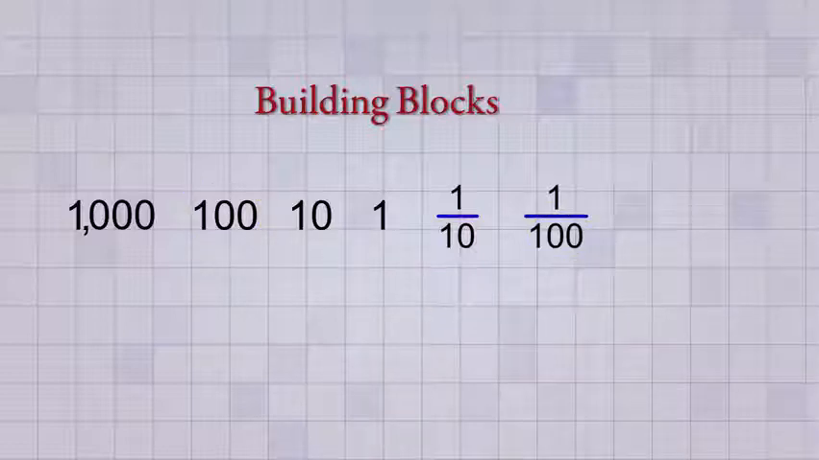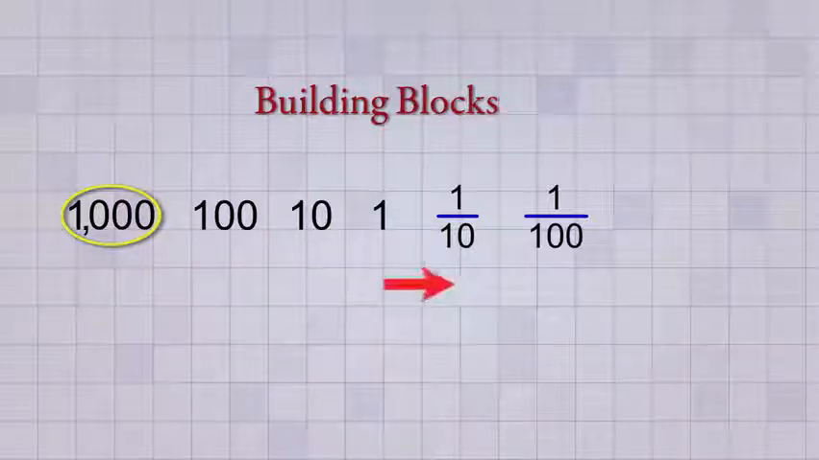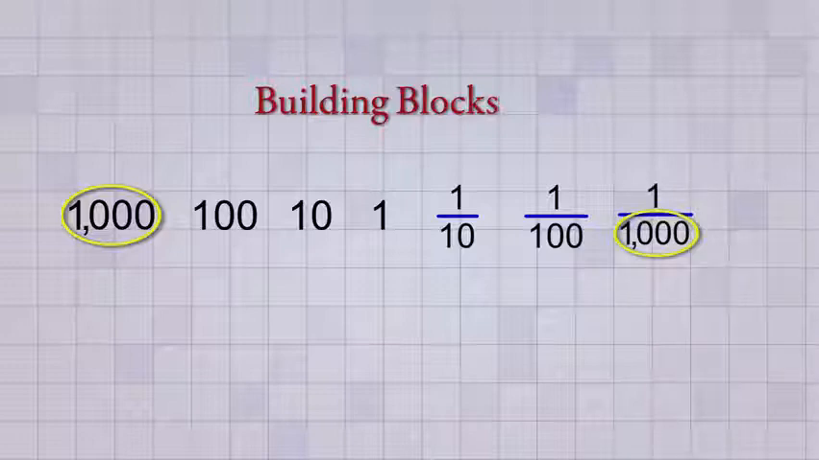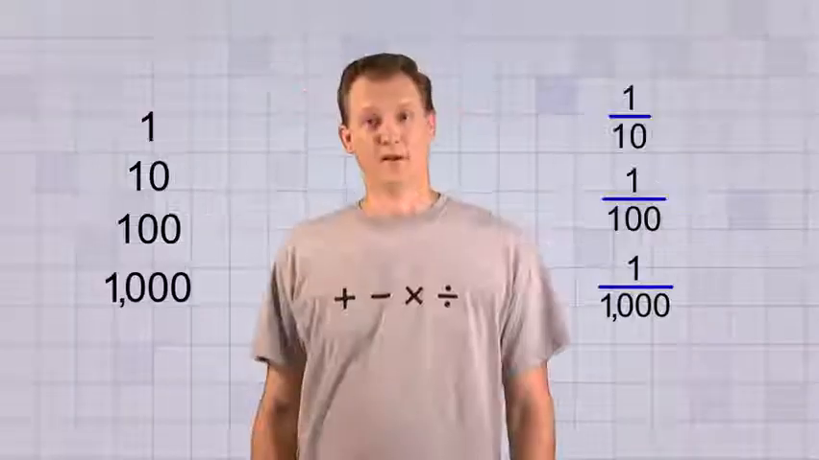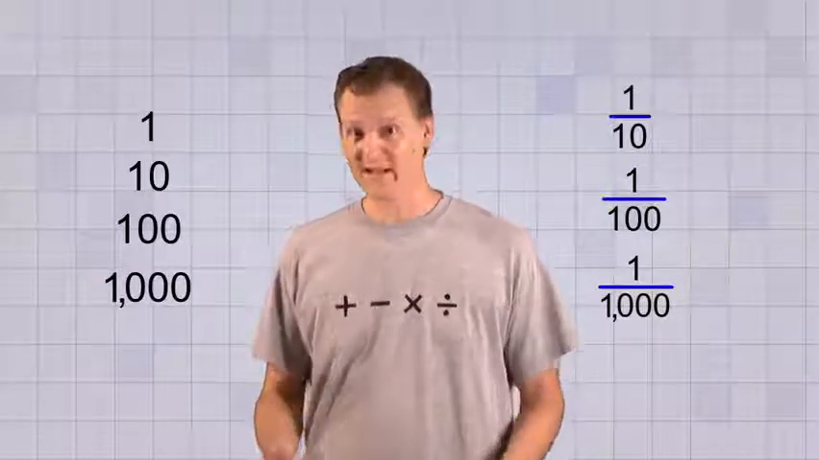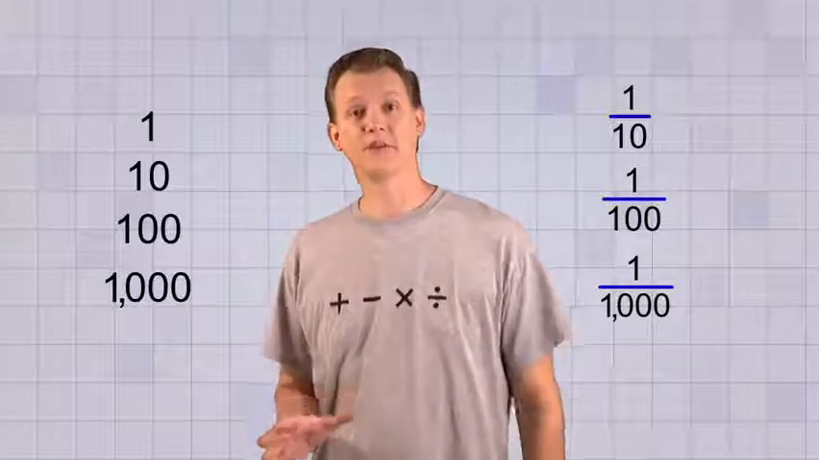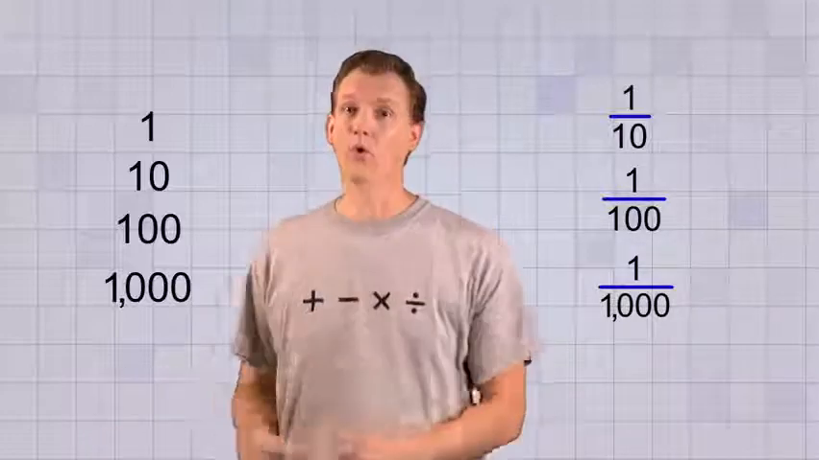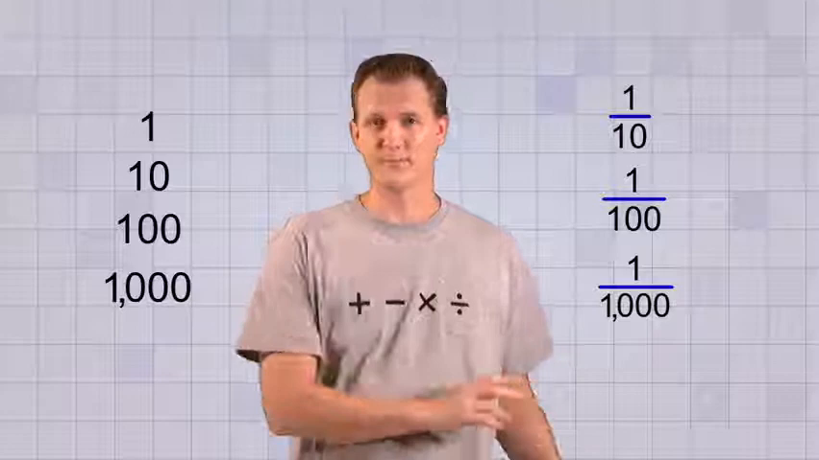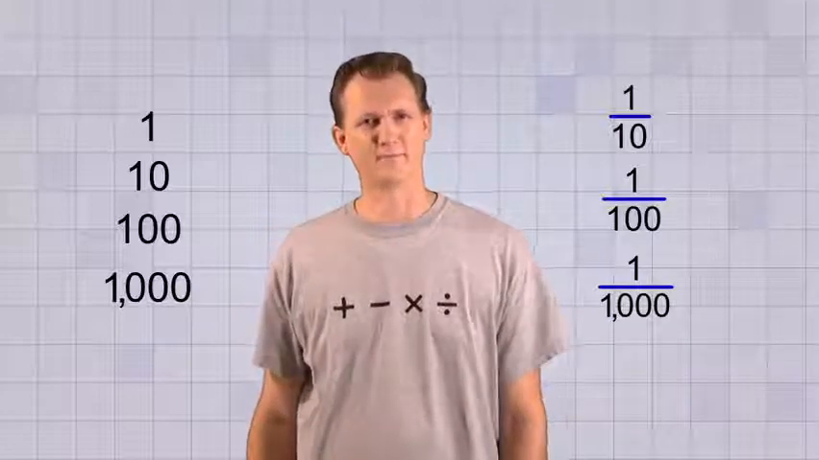Well then, if the next building block on this side is 1,000, what do you suppose the next building block on the other side will be? Yep, you guessed it, 1 over 1,000, or 1,000th. Of course, I could keep on going in either direction, getting powers of 10 that are bigger and bigger whole numbers, or smaller and smaller fractions, but I think these are enough for now.